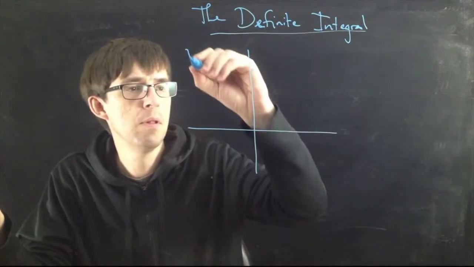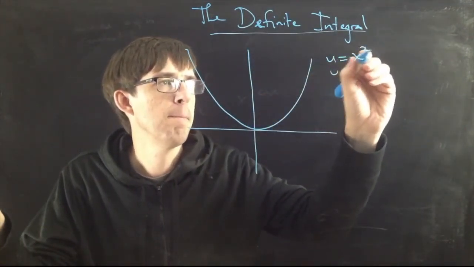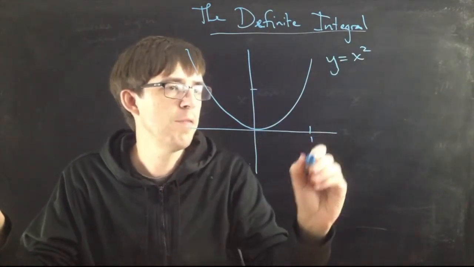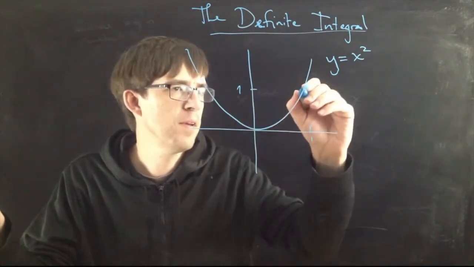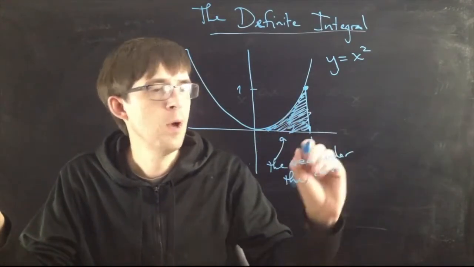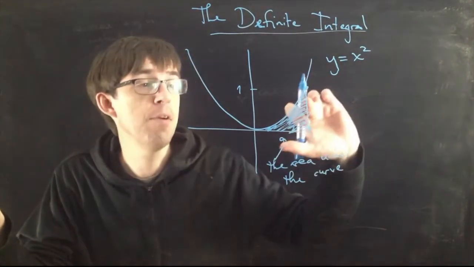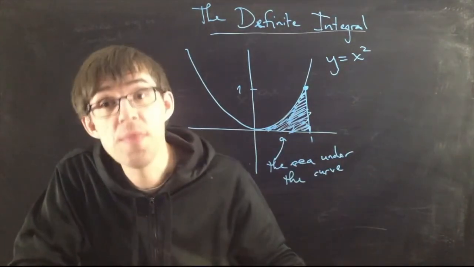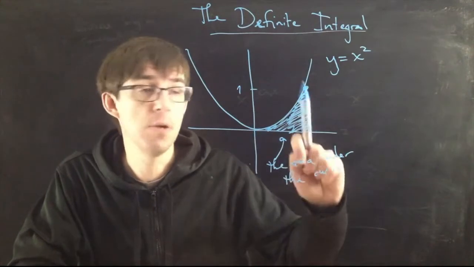For example, let's say this is my favorite parabola, y equals x squared. And let's imagine I would like to look over at x equal 1, which also has y equal 1, and consider this region down here. We refer to this area as the area under the curve. It is the area between the curve and the x-axis, all right? And this is what the definite integral measures. It's just that area.